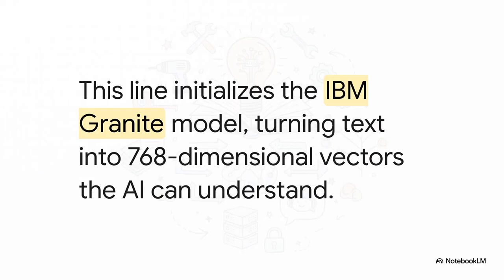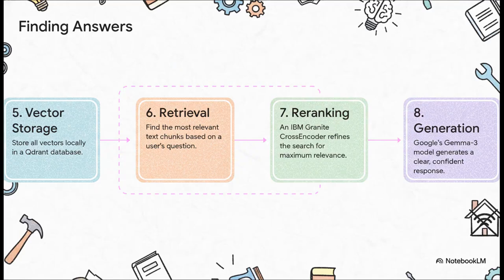And check this out. This one little line of code is where a huge piece of the magic happens. It might not look like much, but this is me calling up that powerful IBM Granite model to turn plain old text into a vector. A vector is basically a numerical fingerprint for that piece of information. It lets the AI understand the meaning of the text, not just the words. It's just so cool that you can tap into these incredibly powerful open source tools with just a single line of code.